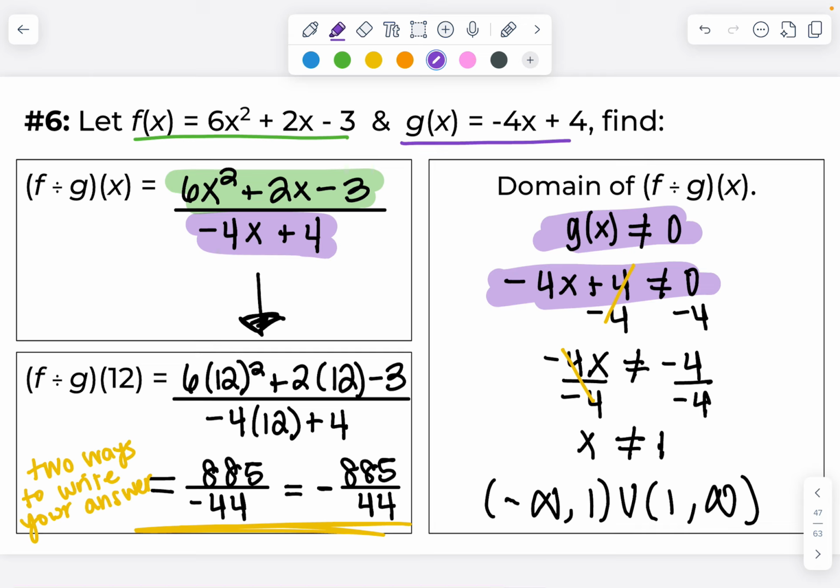And that is the algebra of functions. If you guys have any questions about any of that, please let me know.